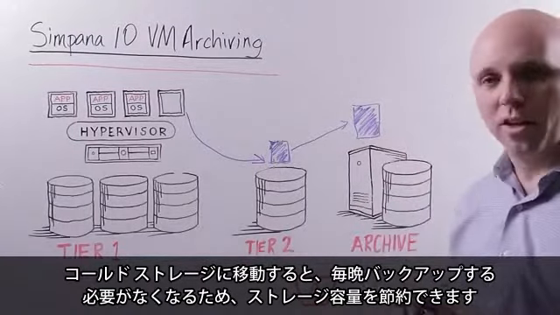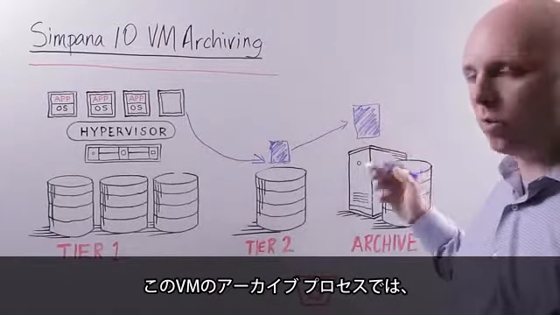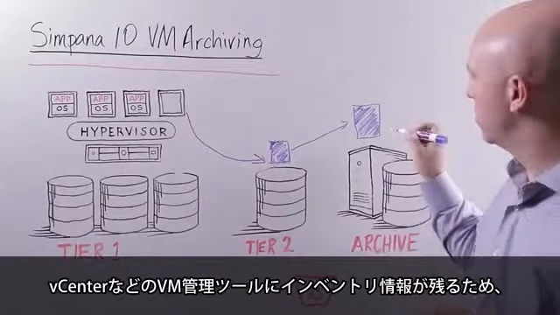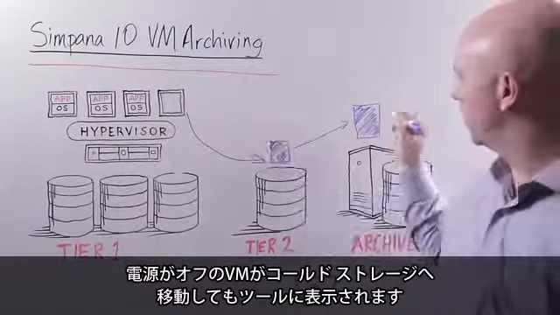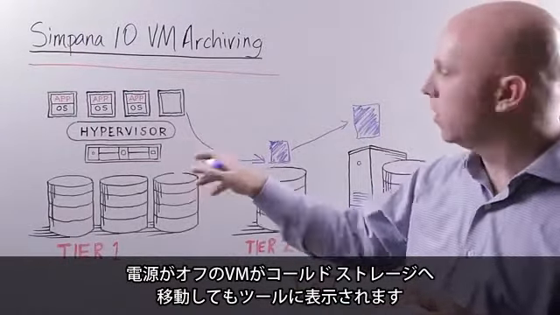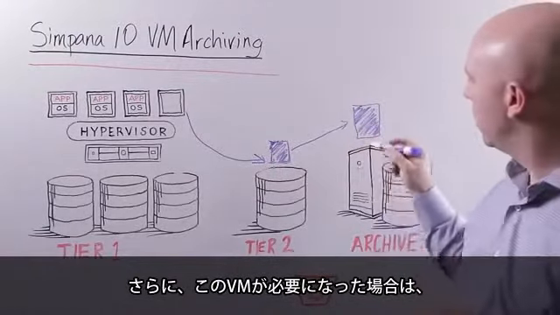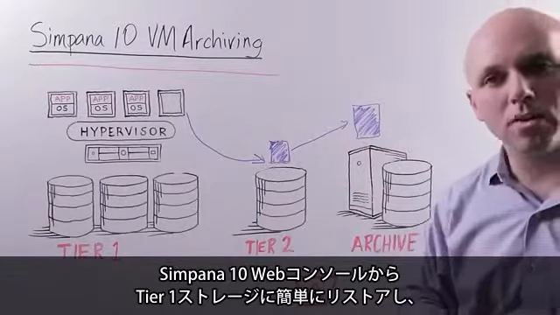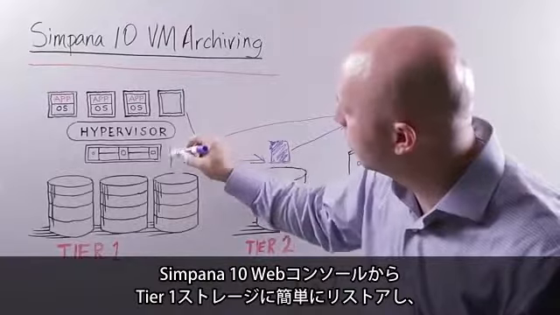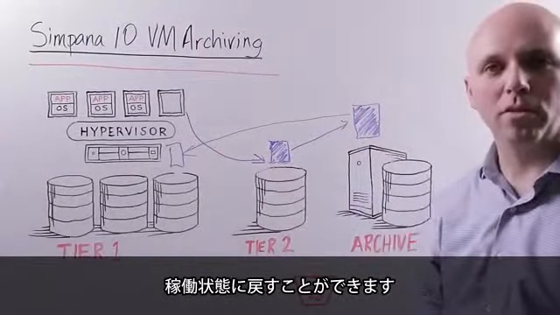out to cold storage. Then still, in the process of archiving this VM, we've created a stub that sits in vCenter or whatever your VM management tool is, and so this VM that's powered off and sitting over here on cold storage is still visible, and all I've got to do to bring it back if somebody needs it is go into the Simpana Web Console and restore the VM back over to Tier 1 storage, and power it back on.